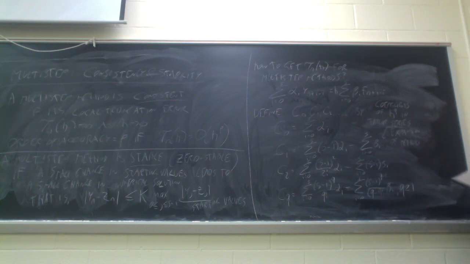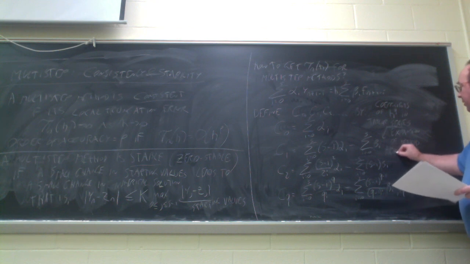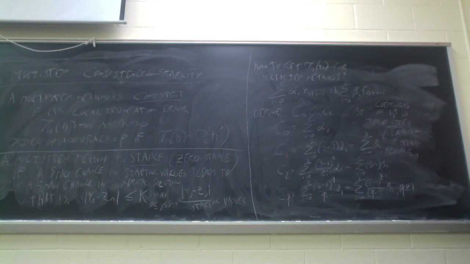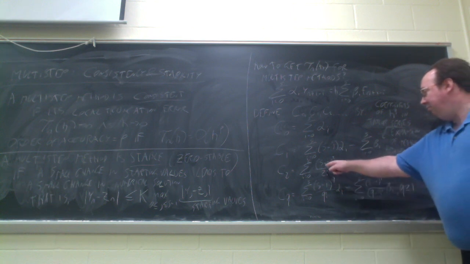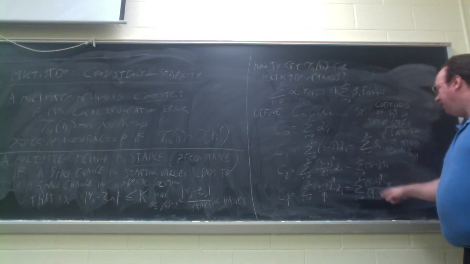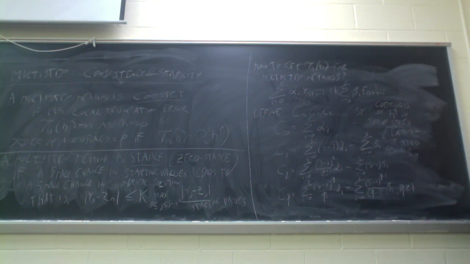Because you're expanding around Tn. So what happens is, when you're plugging in y of Tn plus 1, or y of Tn minus 1, Tn minus 2, you can Taylor expand all of those around Tn. And these expressions, s minus i to whatever power, come from different multiples of h that are featured in your method.